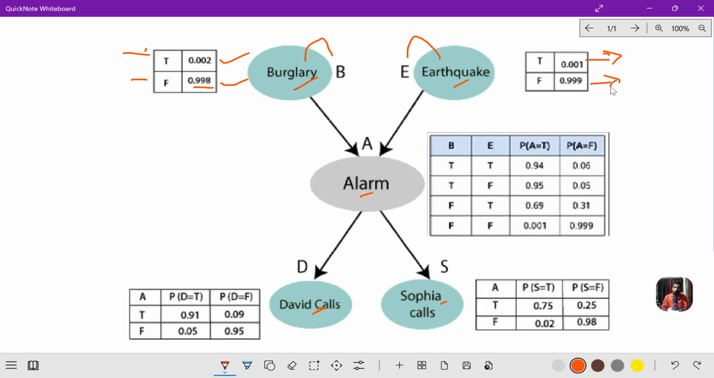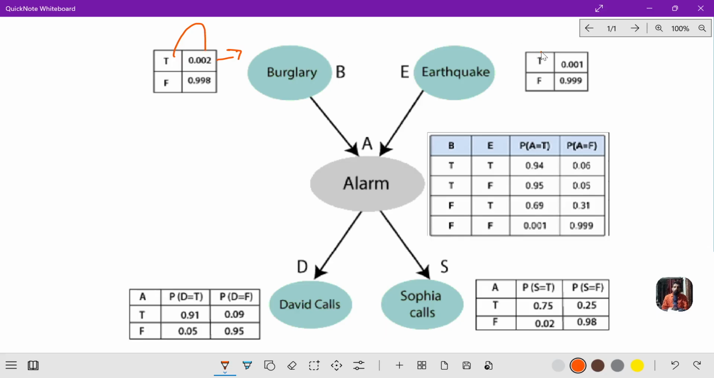Please remember, all of you, these values are not fixed. You may have some confusion about how we receive all these values. These values are not fixed. So when I say the burglary true value is 0.002, we just assume this value. Don't get confused, you may get other values in other textbooks. These values are not permanent. So I assume the value of burglary true is 0.002.